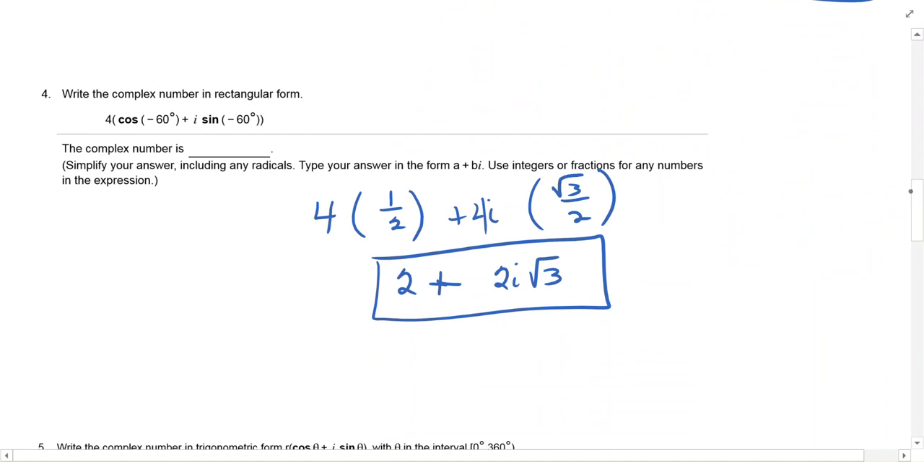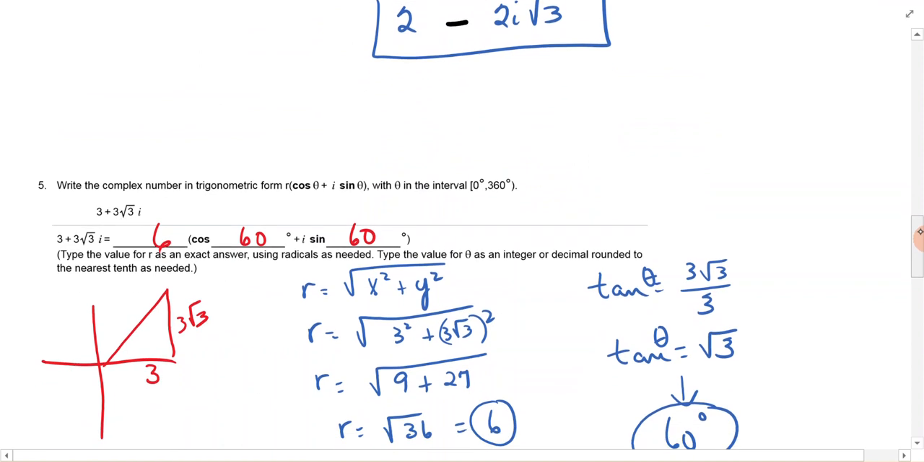Same thing with number 4. The cosine of negative 60 is positive 1/2. The sine of negative 60 should be negative. Yes, that is negative right there. So this should be 2 minus 2I square roots of 3. All right, you have to be careful with those signs. I missed that when I did it.